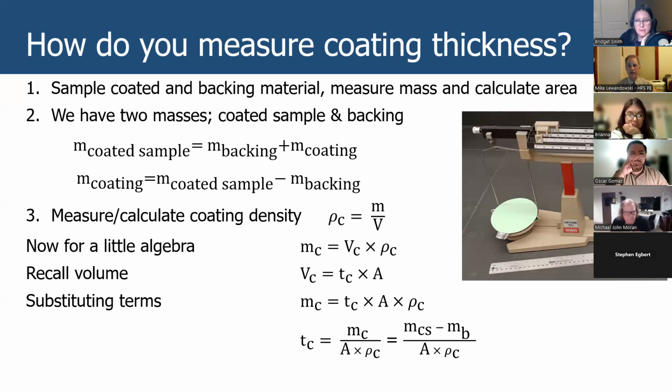So now we can calculate the density of the coating material itself. Well, the mass of the coated material is equal to the volume of the coating multiplied by the density of the coating. And the volume is the thickness of the coating multiplied by its cross-sectional area. And this is where the area of that circle comes in. So if we substitute our terms, the mass of the coating is equal to the thickness of the coating multiplied by the cross-sectional area multiplied by the density. So we can rearrange some terms so that the thickness of the coating is simply the mass divided by the product of area and density.